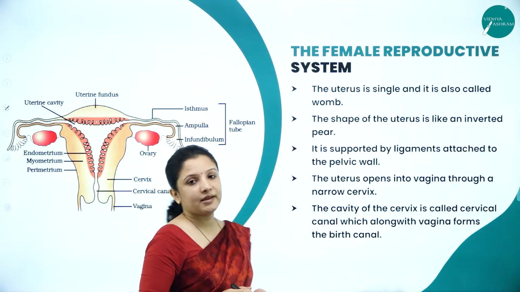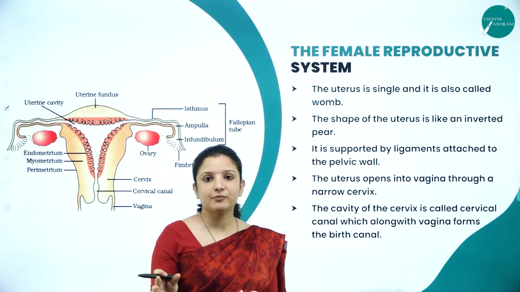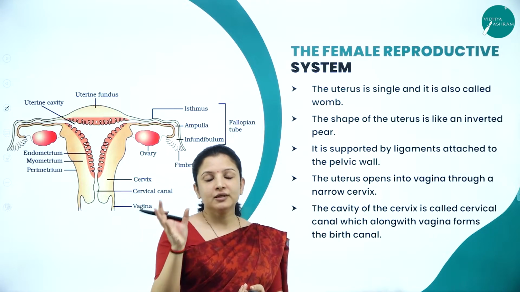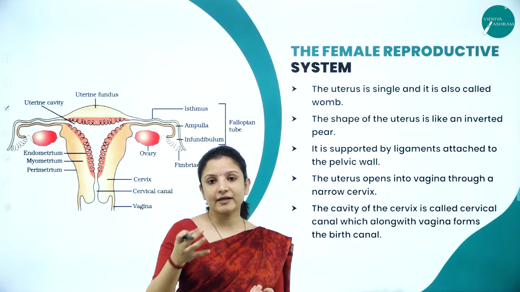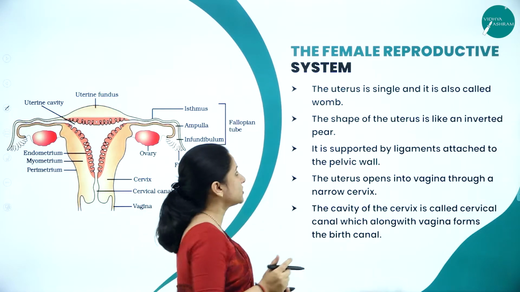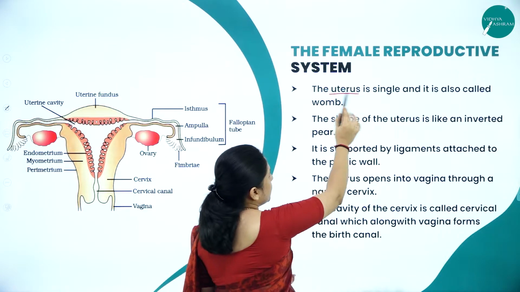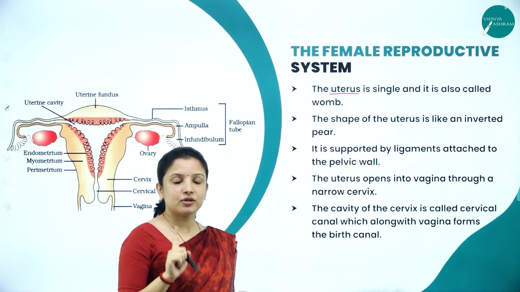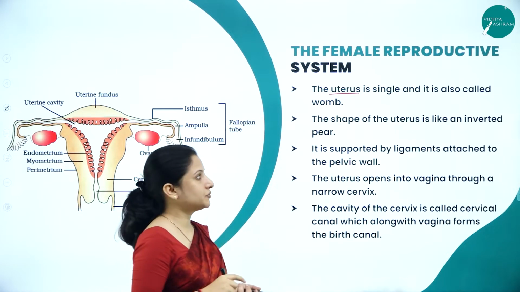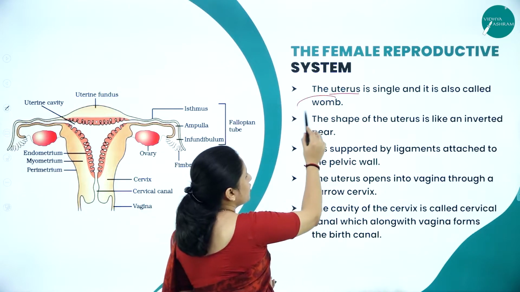Next, moving further, let us study the uterus. We came to know that the fallopian tube starts near the ovary and extends up to the uterus. So, we shall study the uterus. The uterus is single. There is only one uterine cavity or uterus present, and it is called the womb.